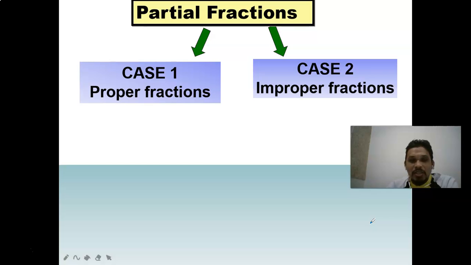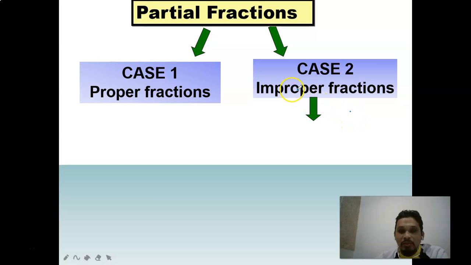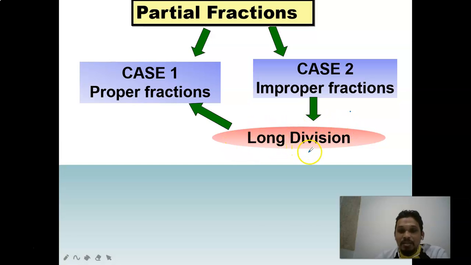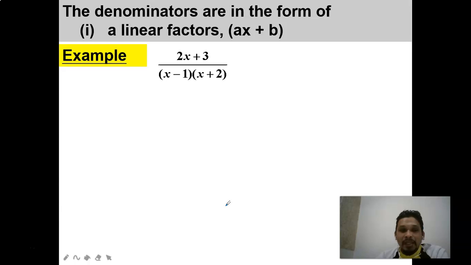Now, partial fractions with case number 1 and also case number 2, improper fraction. For case number 2, when it comes to a question of improper fraction, we need to make some adjustment by using long division. Then the fraction will become a proper one. The denominators are in the form of linear factors, repeated linear factors, and quadratics that cannot be factorized. These three things are what we'll discuss for the whole of this subtopic.